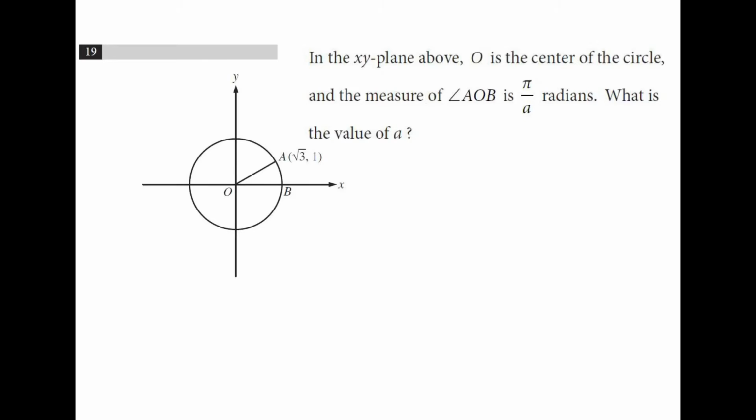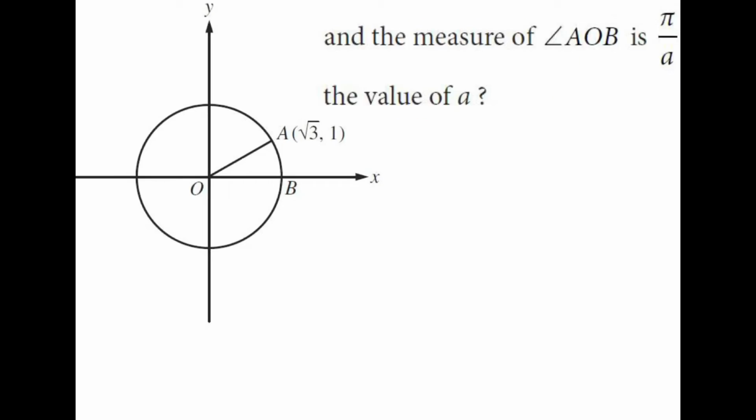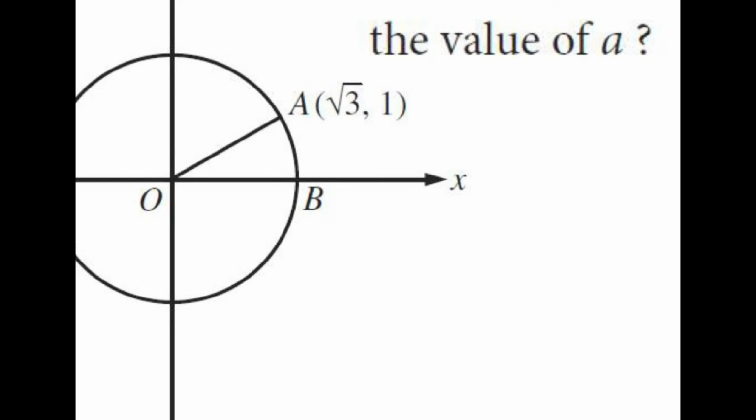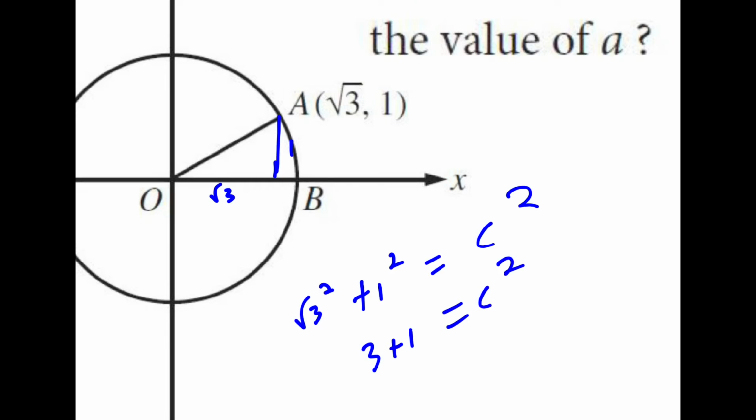So we have a center of a circle, and the measure of AOB is pi over A radians. So let's drop down this, which means we have root 3 and 1. So I can find the hypotenuse by taking root 3 squared plus 1 squared is equal to c squared. So 3 plus 1 is equal to c squared. C is equal to 2.